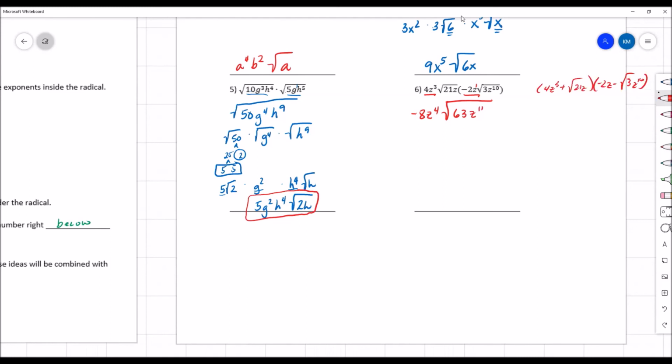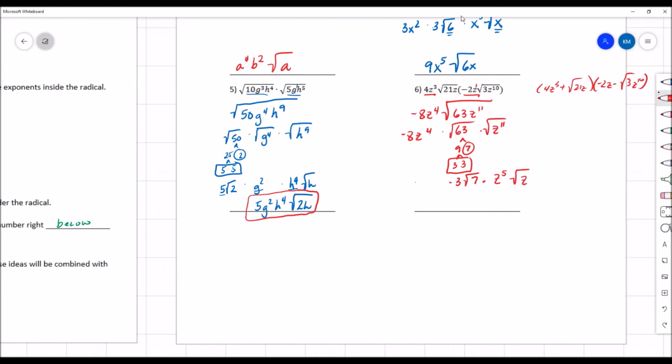Okay, and so now I'm going to break this 63z up. 63 z to the 11th, breaking it up. I don't want to forget about what's already on the outside here. 9 times 7, 7's prime. 3 pair of 3's. So 63 breaks down to 3 radical 7. z to the 11th, how many pairs of z's do I have? Well, I have 5 pairs. 11 divided by 2 is 5.5. It means I have 1 remaining.